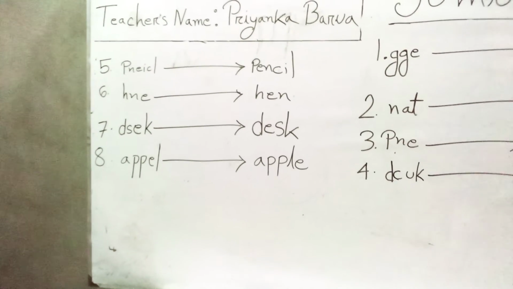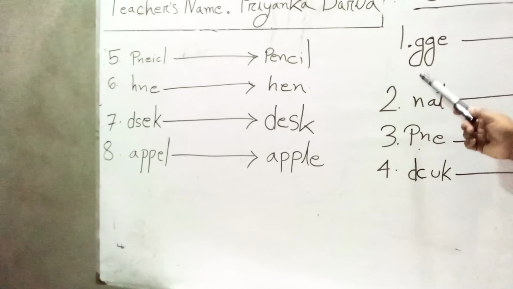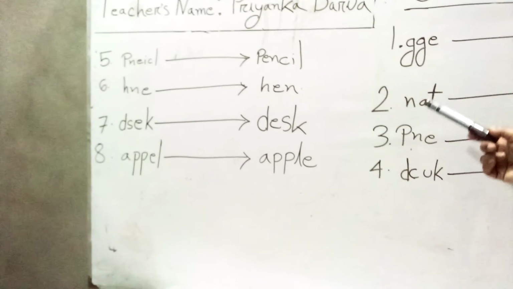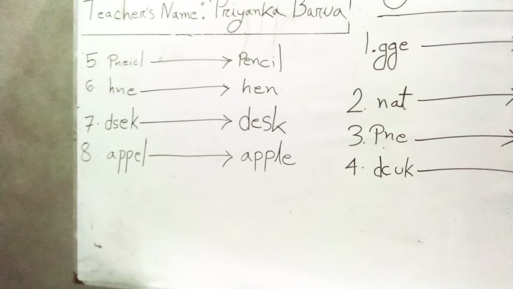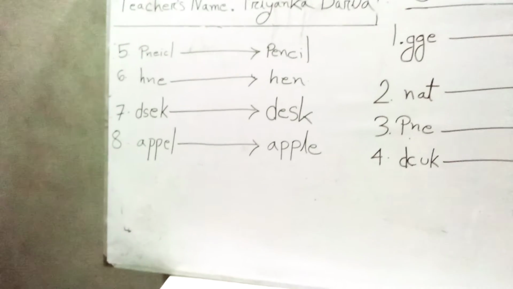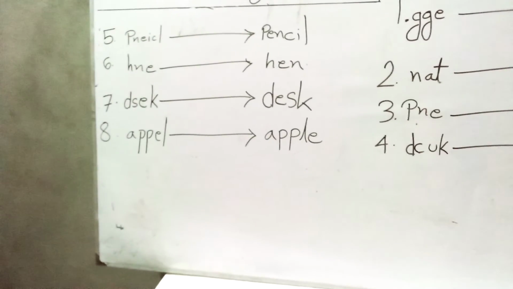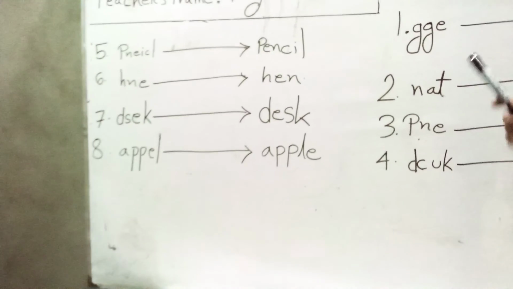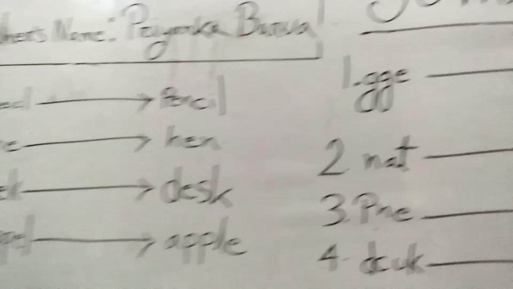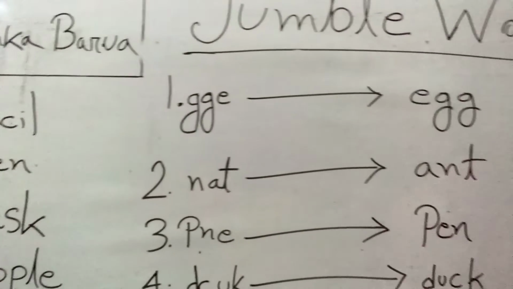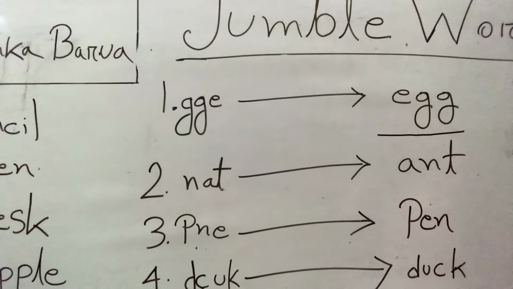Okay, say for example number one, that is TGE. Can you pronounce it? Never. You can never pronounce it. Does it mean anything? No, nothing. So TGE doesn't actually make any sense. If we rearrange this in this way, E double G, that means egg. So the right word is egg.